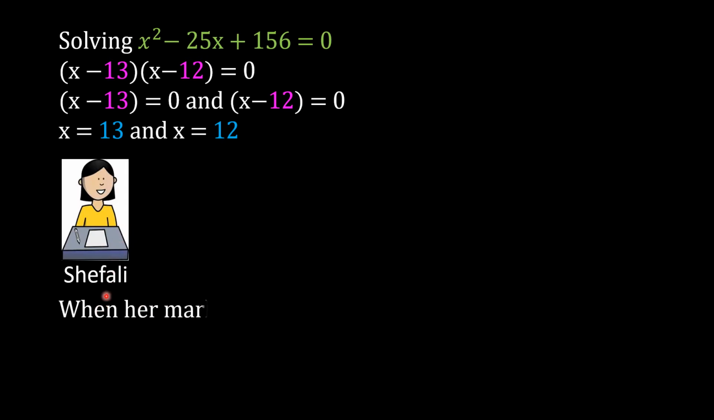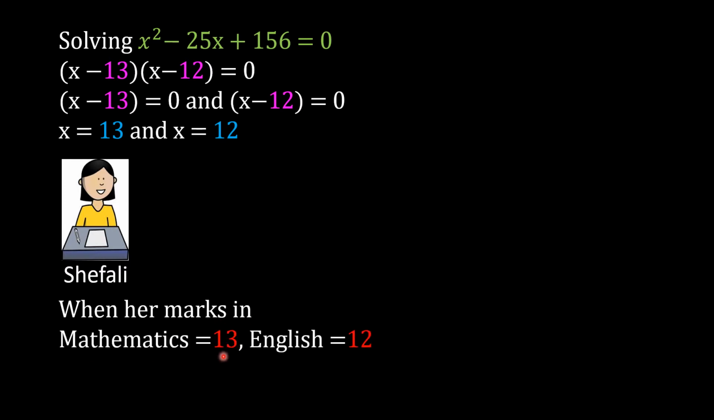So when Shefali's marks in mathematics are 13, her marks in English become 12, and when her marks in mathematics is 12, her marks in English become 13.